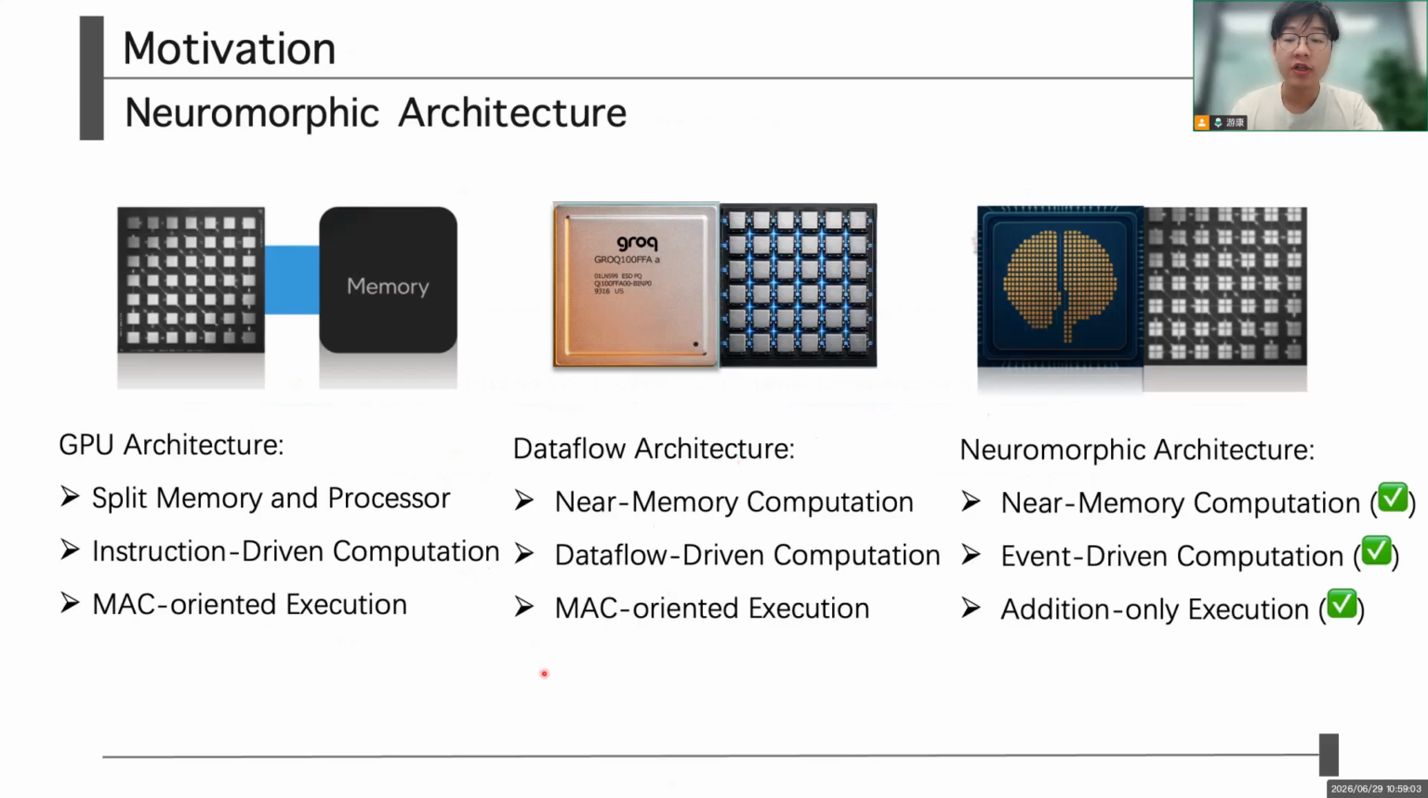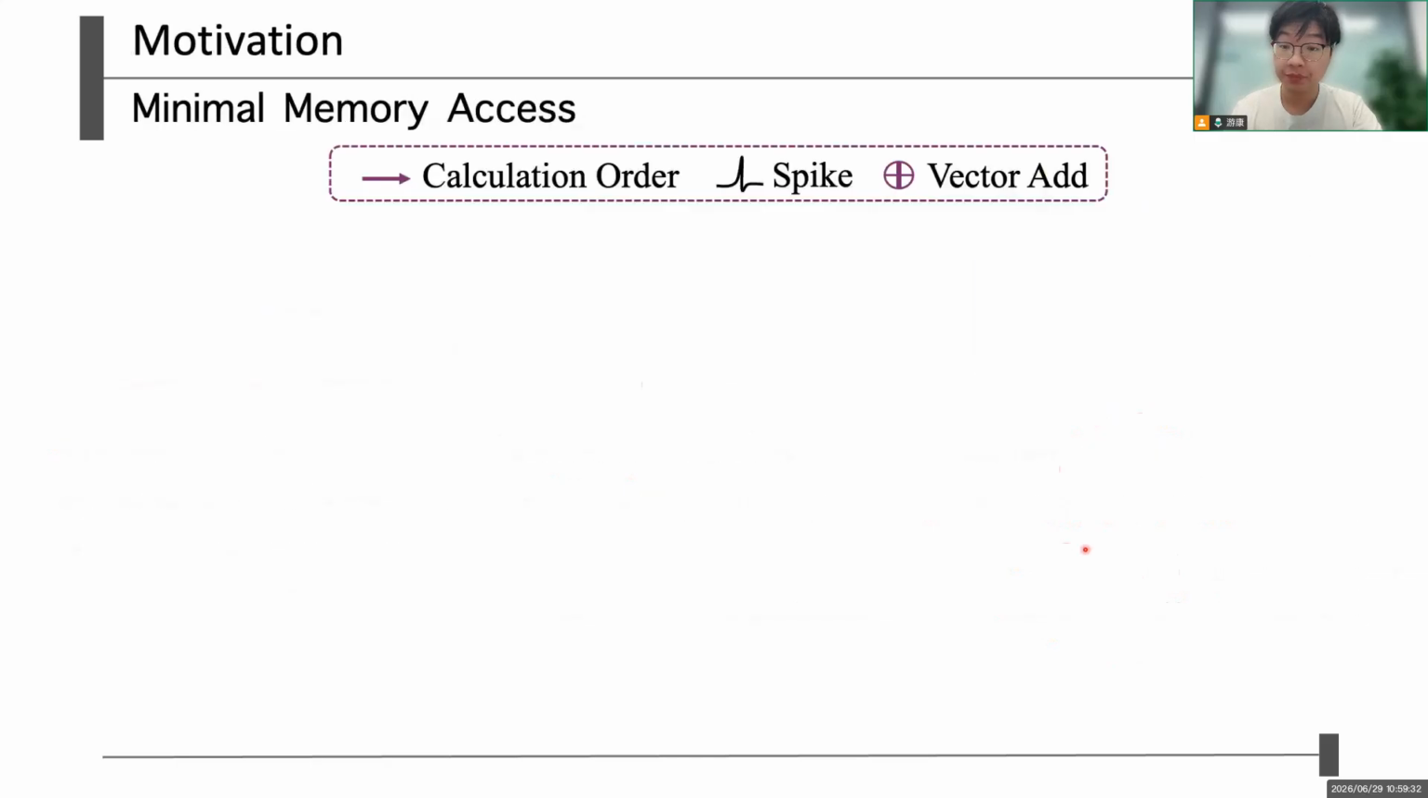Therefore, a natural question is, how can we unleash the advantages of elastic inference in hardware? Neuromorphic architecture is a good choice. Compared to GPU, neuromorphic architecture has near-memory computation, enabling higher energy efficiency. Compared to dataflow architecture, the event-driven computation allows the hardware to compute only when a spike occurs, making it much better aligned with SNN inference. Then, the addition-only computation further improves SNN energy efficiency.